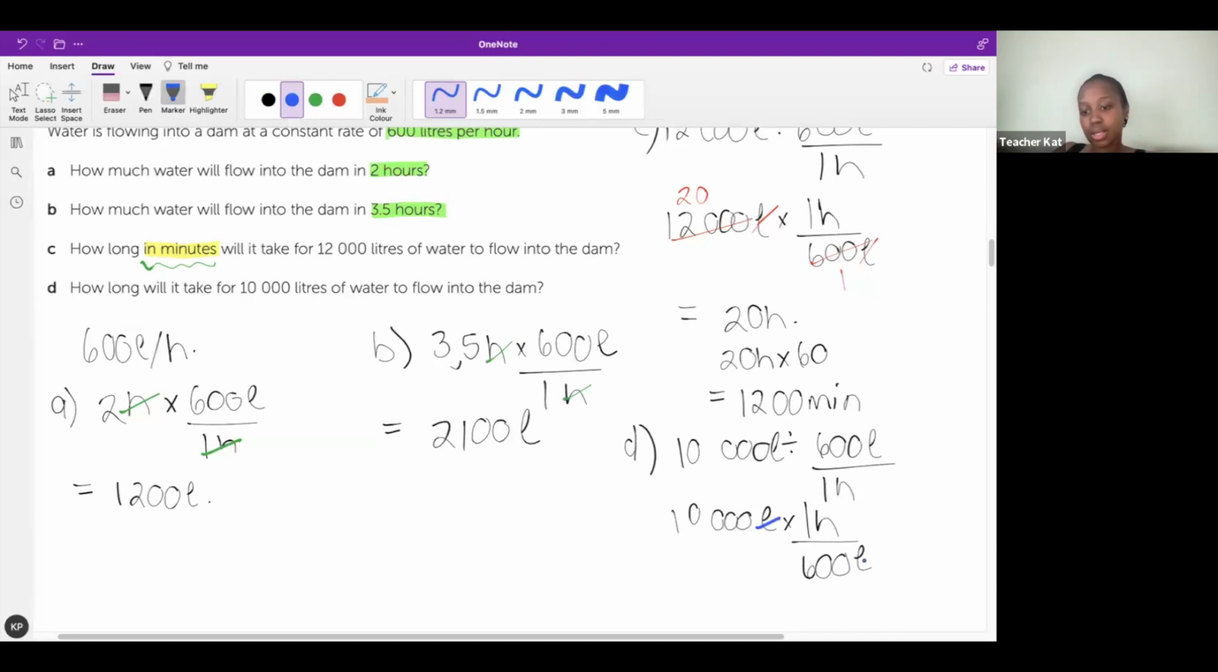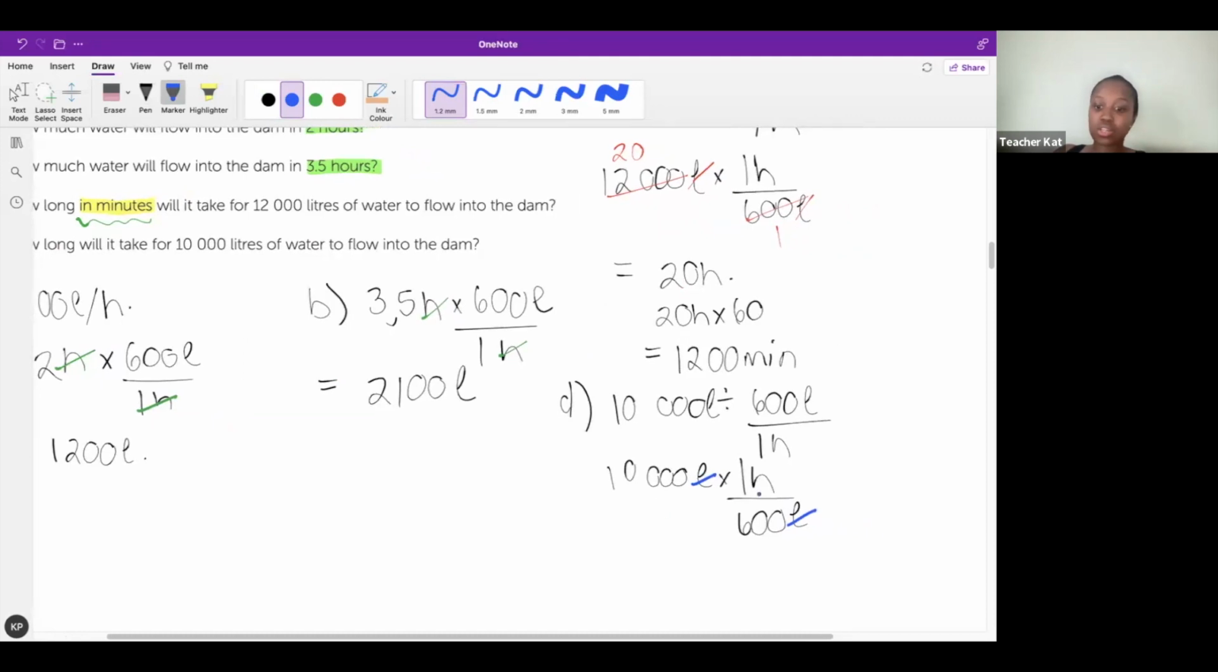The units are gone. They cancel each other out. Now, what is our highest common factor between 600 and 10,000? Highest common factor between 600 and 10,000. Remember, you can just multiply this and then divide it out, because with a rate, well, with any calculation, actually, we are allowed to have decimals. So if you don't know the highest common factor, you're just going to go ahead and say that's 10,000 times 1, which means it's 10,000 hours divided by 600.